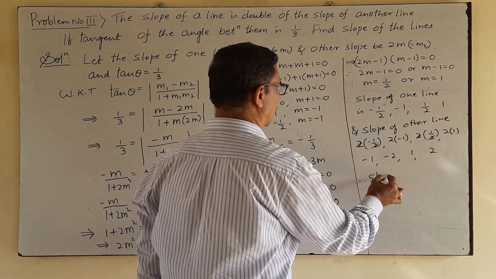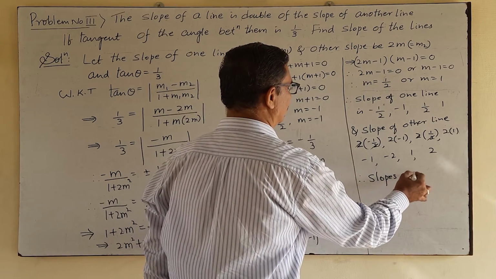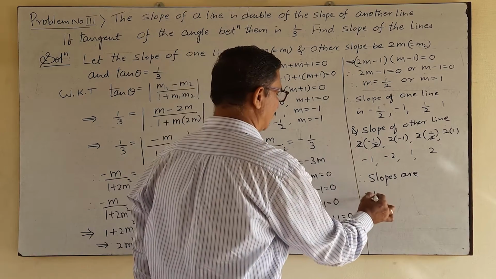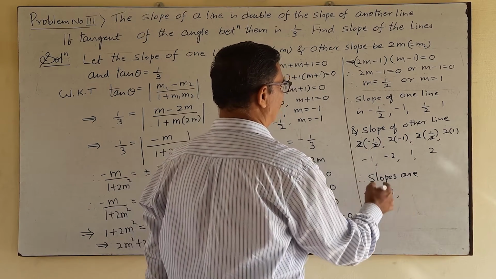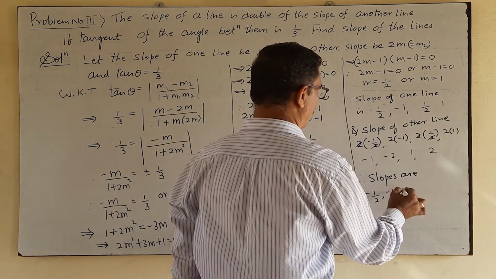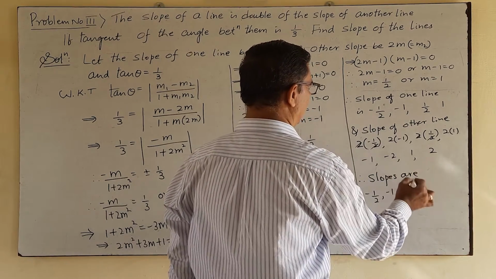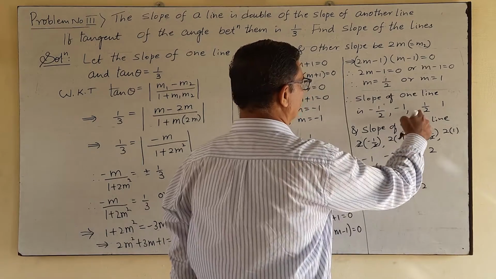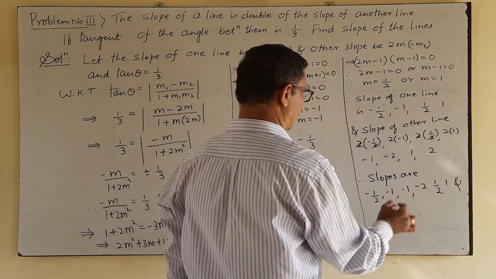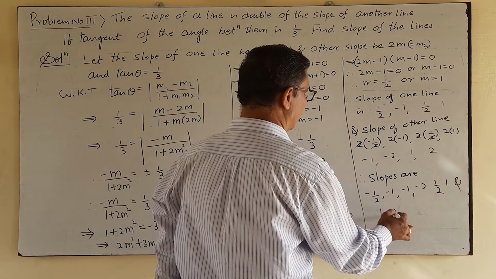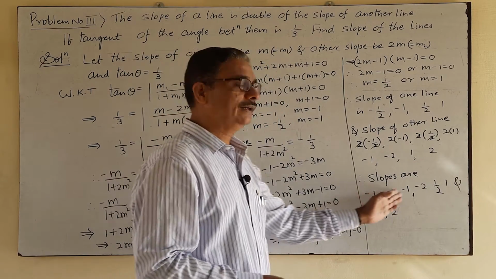Therefore slopes are: slope of first line minus 1 by 2, other line is minus 1. Okay, then slope of line is minus 1, other line is minus 2. Slope of line is 1 by 2, other line is 1, and slope of line is 1, other line is 2. These are the slopes.